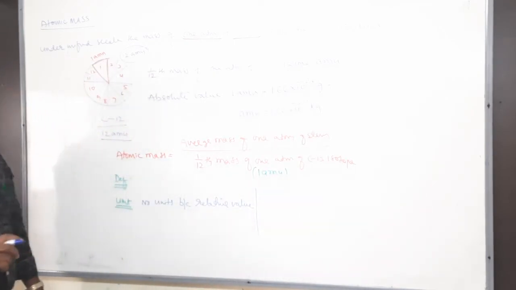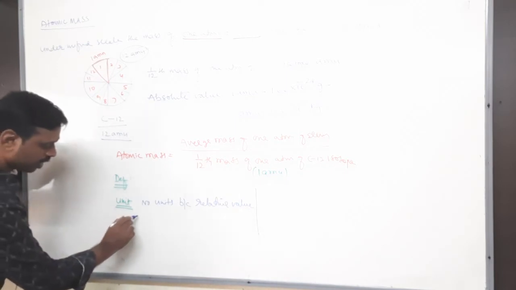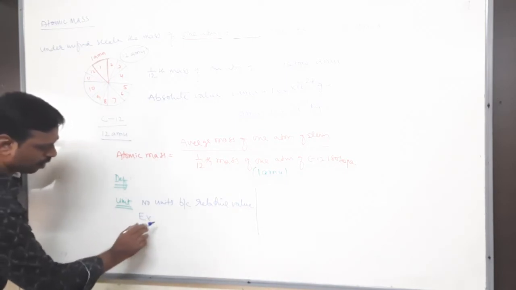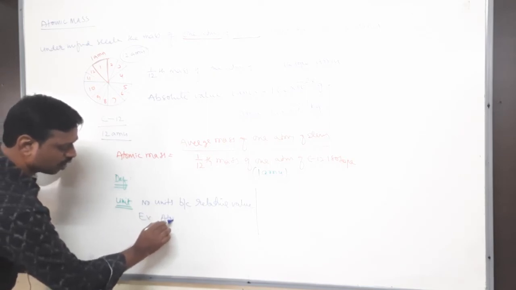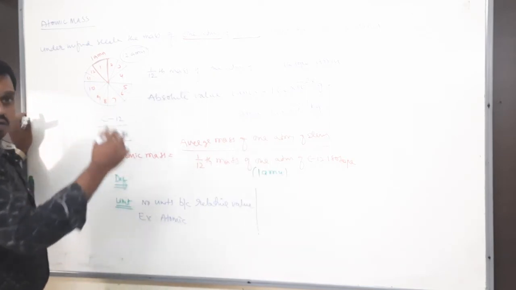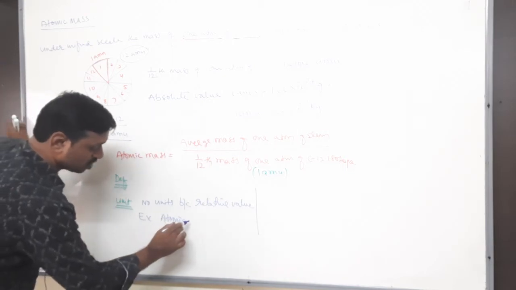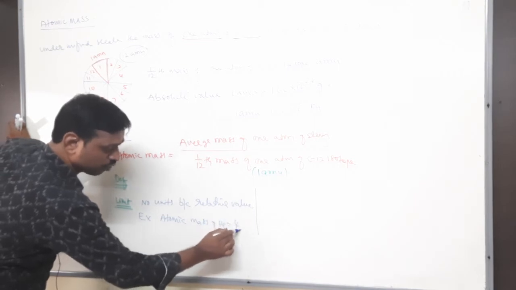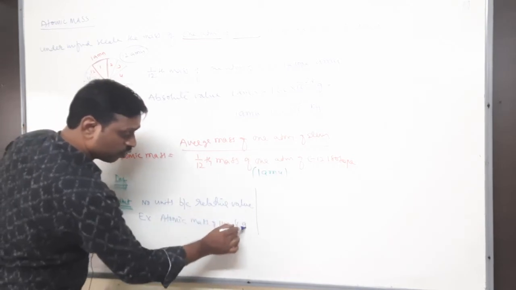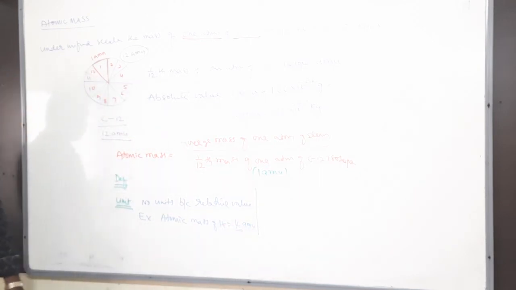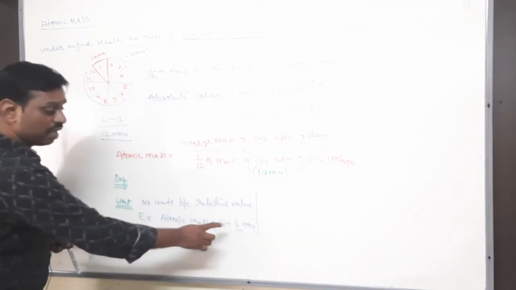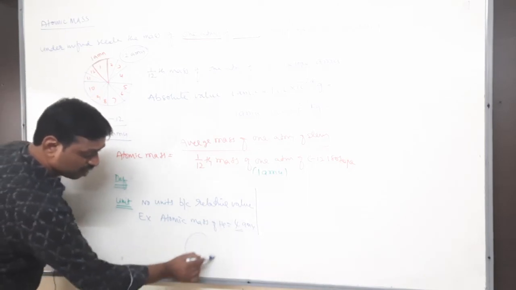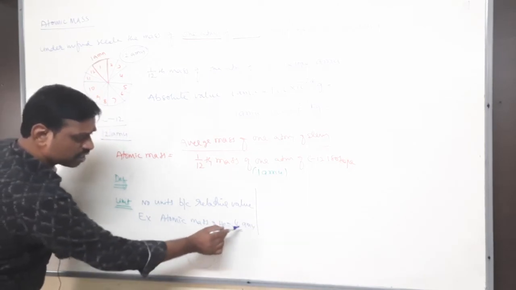For example, can you tell me what is the atomic mass of helium? In the last class we studied and wrote the atomic masses of all the 30 elements. What is the atomic mass of helium? Okay, it is 4. What is the 4? It is actually 4 AMU. The atomic mass of helium is 4 AMU. What is the meaning of 4 AMU?